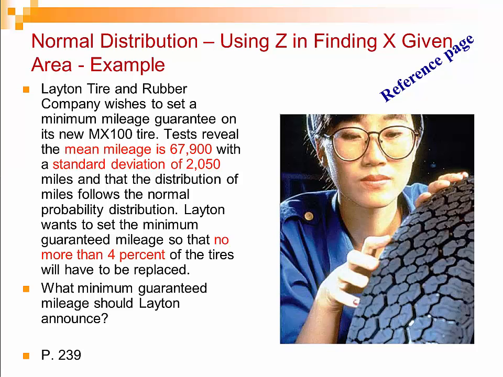So we have a tire company that wants to set a minimum mileage guarantee on its new MX100 tire. It reveals that the mean mileage is 67,900 miles with a standard deviation of 2,050 miles, and that the distribution follows the normal probability distribution. Leighton wants to set the minimum guaranteed mileage so no more than 4% of the tires will have to be replaced. So what minimum guaranteed mileage should Leighton announce?